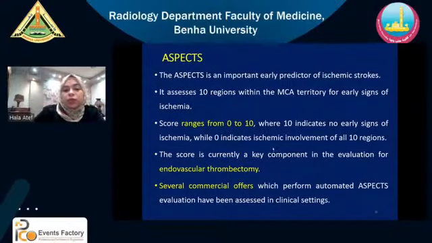ASPECTS is an important early predictor for ischemic strokes. It assesses regions within the MCA territory for early signs of ischemia. The score ranges from 0 to 10, where 10 indicates no early signs of ischemia, while 0 indicates ischemic involvement of the whole 10 regions. The score is currently a key component in the evaluation for endovascular thrombectomy. Several commercial offerings which perform automated ASPECTS evaluation have been assessed in clinical settings.